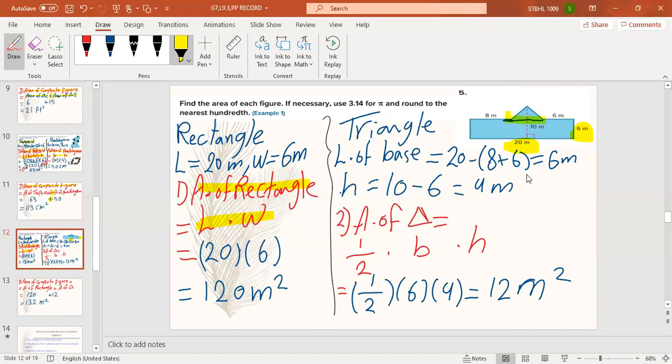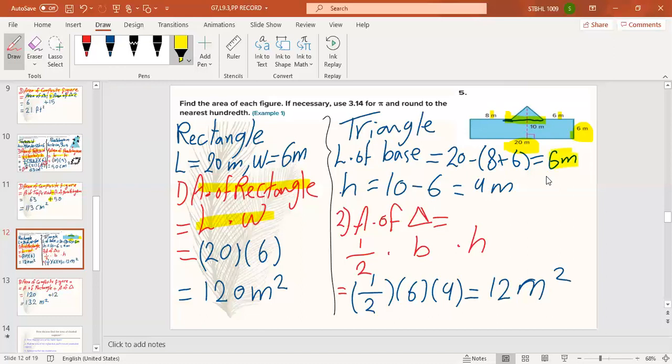And to find the length of the base of the triangle, we will subtract 20 minus the total of these together. The whole length here is 20, and the given parts are 8 and 6. So the rest of this line segment, which is the base of the triangle, is 20 minus 8 plus 6, which is 20 minus 14 equals 6 meters. So the base of the triangle is 6 meters.